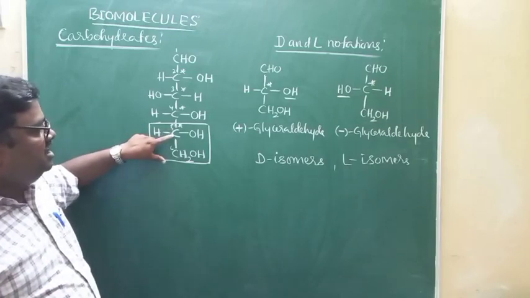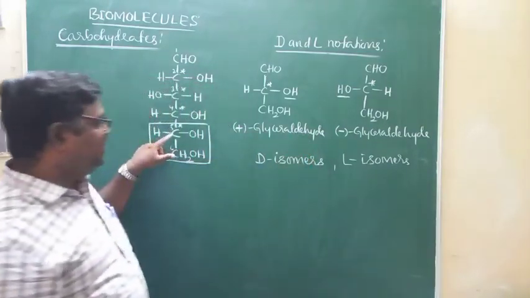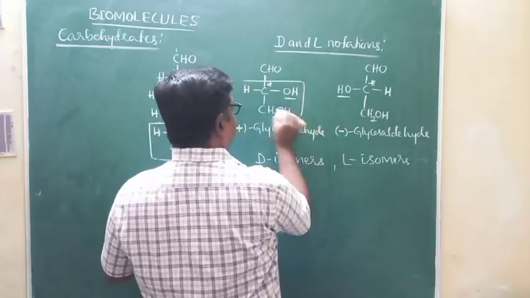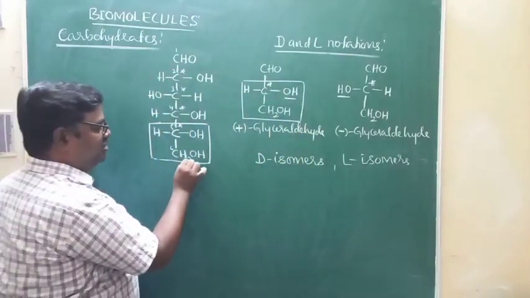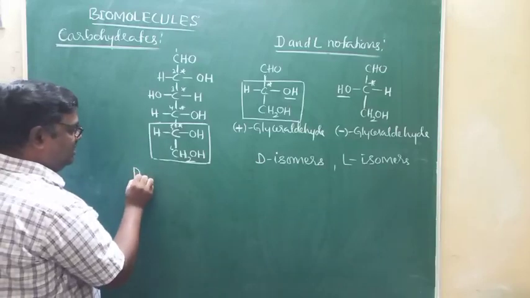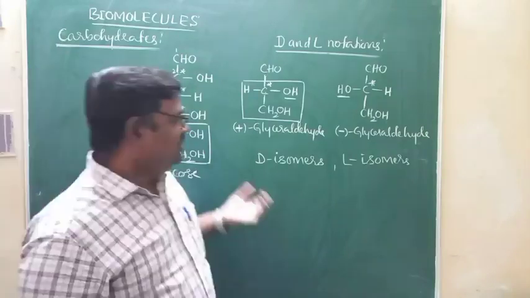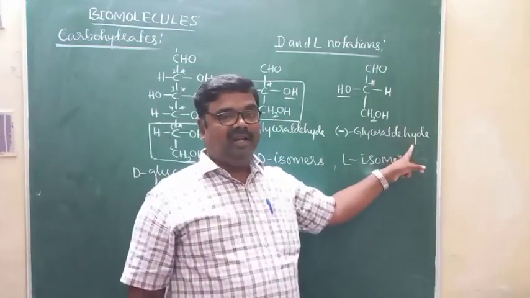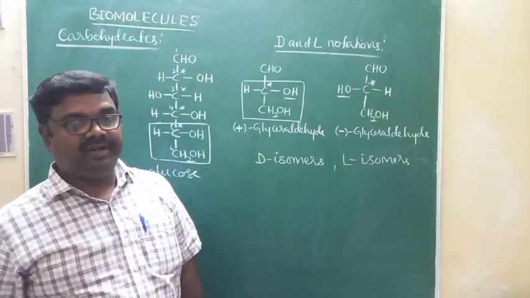The configuration at the lowest asymmetric carbon atom matches with plus glyceraldehyde. Just observe, in plus glyceraldehyde, the OH group is on the right side of the asymmetric carbon atom. Here in glucose also, at the lowest asymmetric carbon atom, the OH group is on the right side. Therefore, we call it D-glucose. Similarly, if the configuration at the lowest asymmetric carbon atom matches with minus glyceraldehyde, then we are going to assign the L notation for that particular stereoisomer.